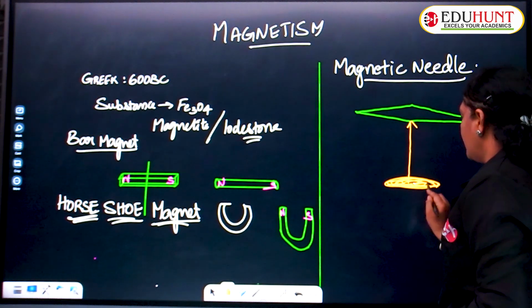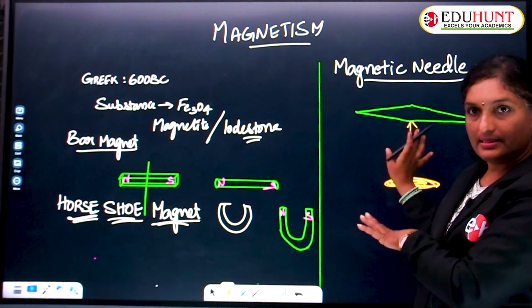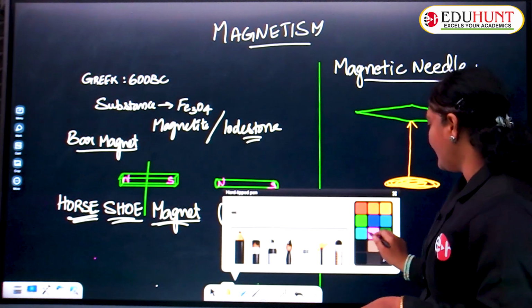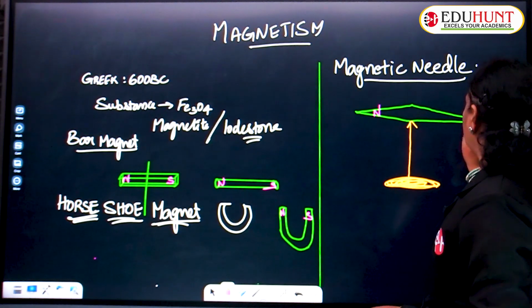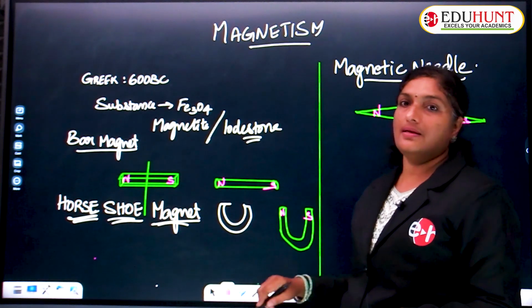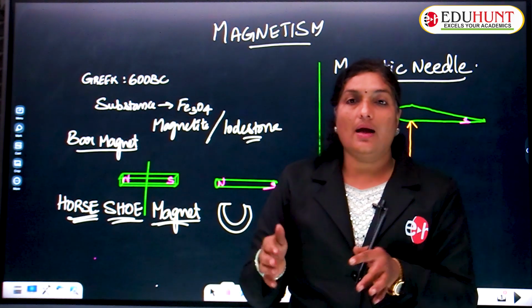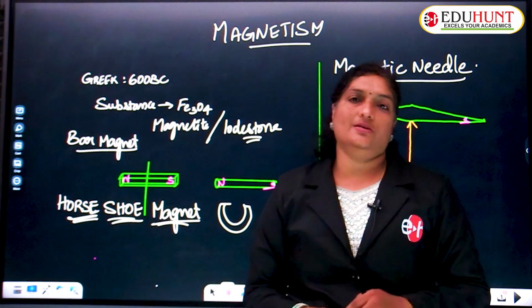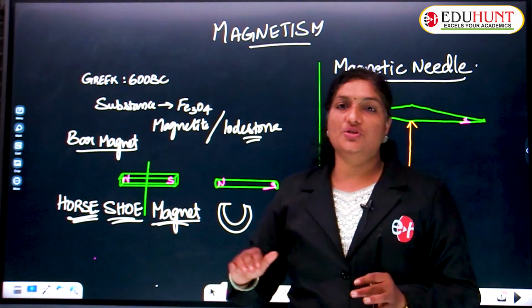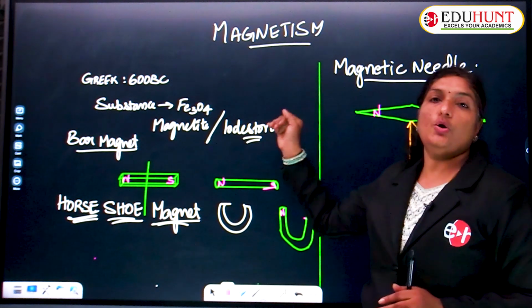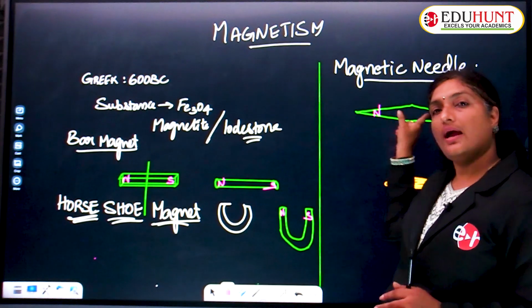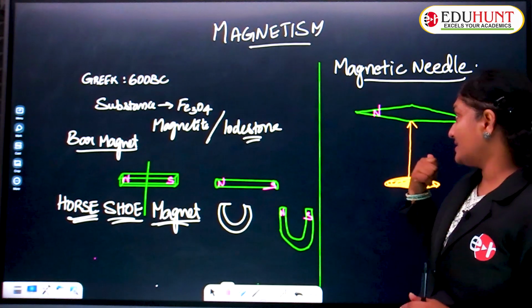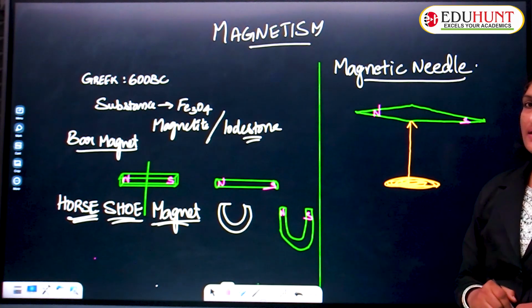So when it is left freely, what happens? It will oscillate for a while. It has two poles, one is the north pole, the other is the south pole. It will rotate for a while and then come to a rest position. Whenever it comes to rest, one part will show the north direction and the other part will show the south direction. So, this itself is called a magnetic needle.